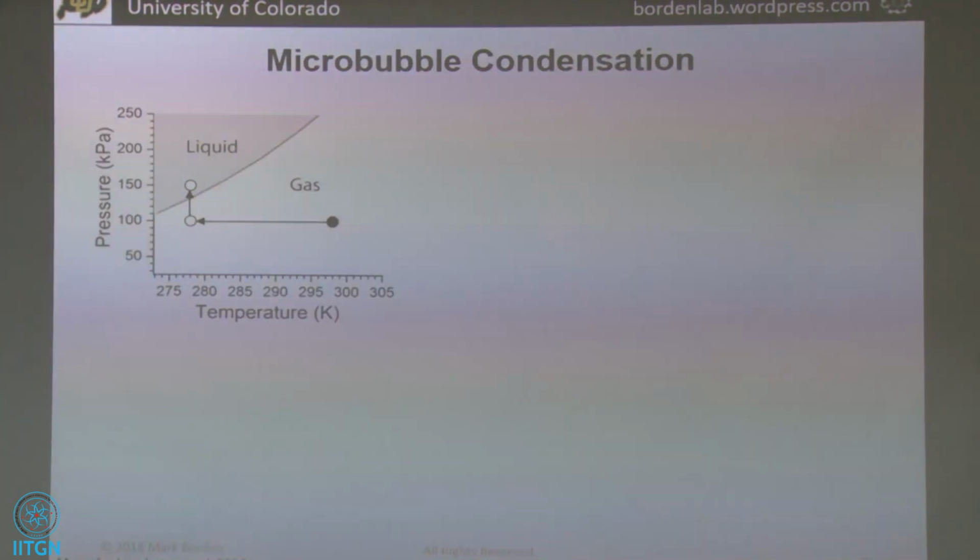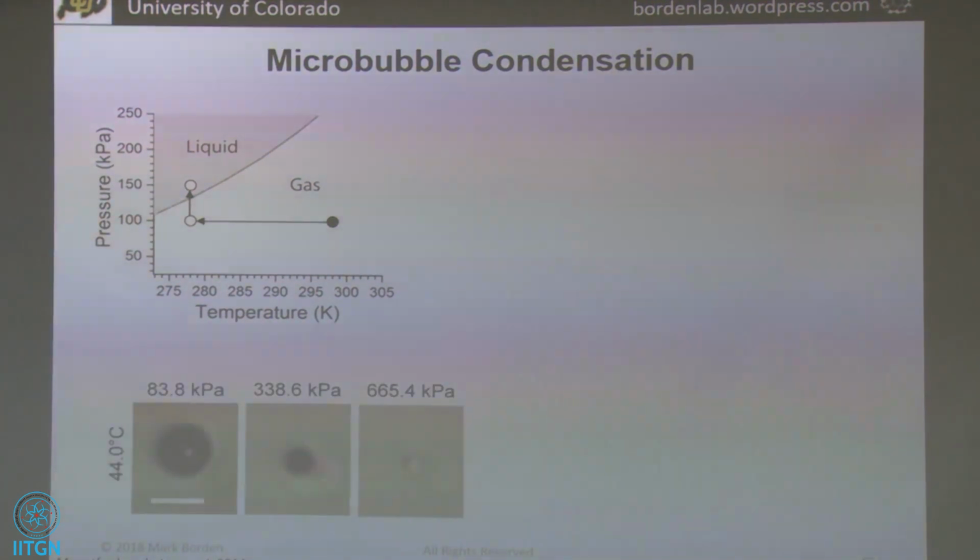So if you look at the phase diagram, you have the gas state and liquid state here. You have the temperature on the x-axis in Kelvin, pressure on the y-axis in kilopascal. It's the equilibrium phase diagram, liquid state and gas state. So you start with a gas bubble, cool it, and then pressurize it to move into the liquid part of the phase diagram, and use that to condense the bubble.